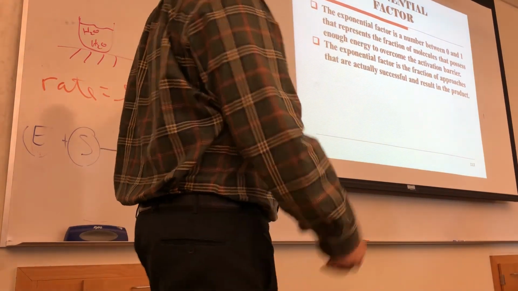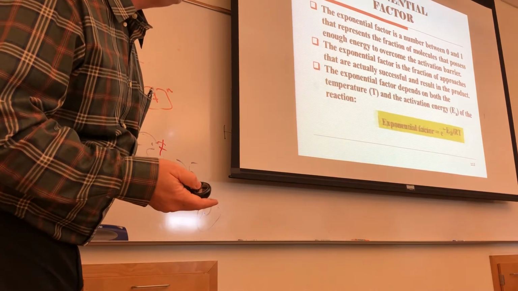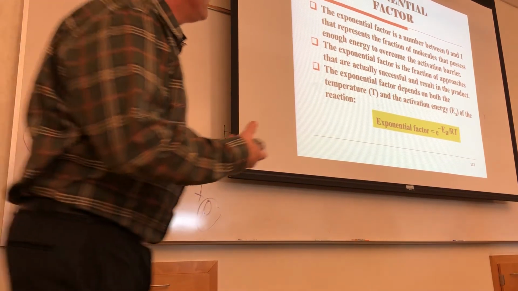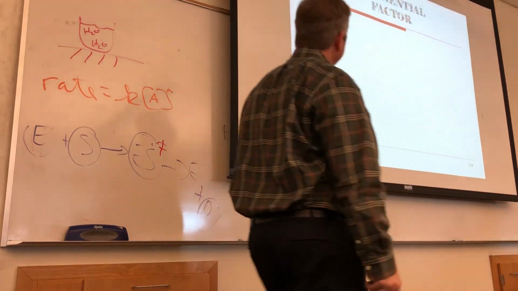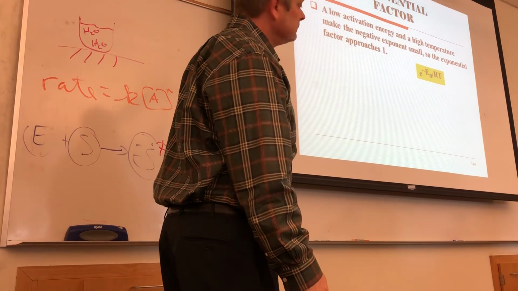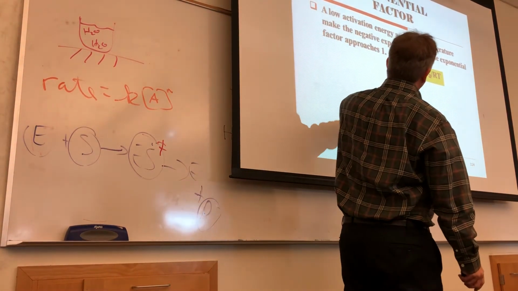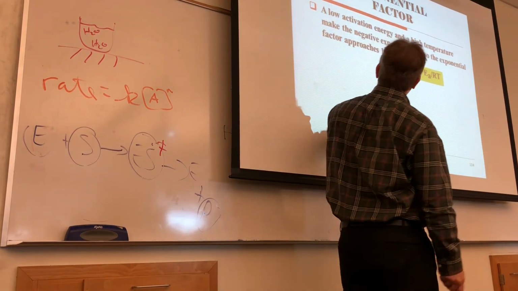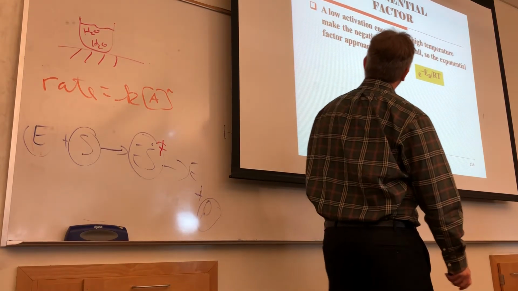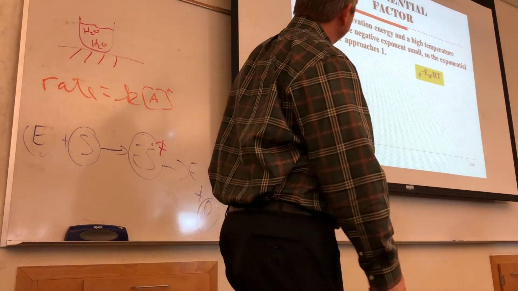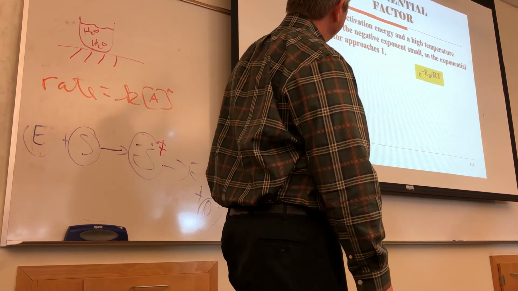The exponential factor is a number between 0 and 1, right? So this is it. They're re-showing you this. Okay, so we've already covered this. Is this not chapter 14 in the book? It is chapter 14. So low activation energy would be high temperature. Okay. Low activation energy and a high temperature make the negative exponent small, right? So that makes sense. Or does it?